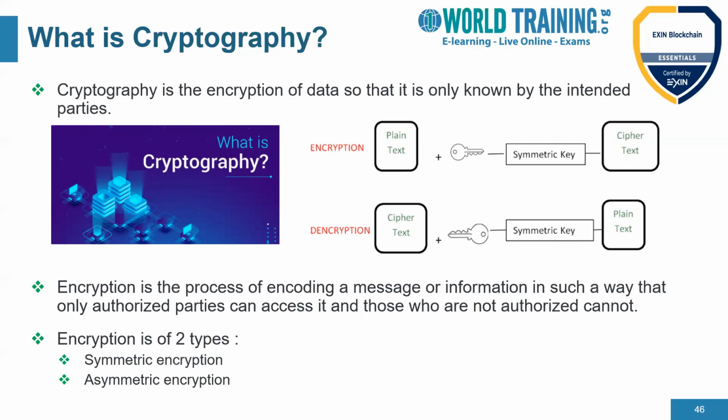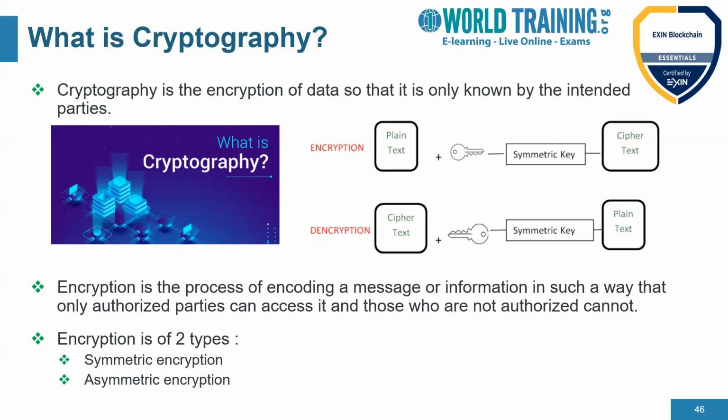How you do it is there is a plain text, and then you use the cryptographic keys, and those keys can be a symmetric key or an asymmetric key. Once the plain text passes through the key, a cipher text comes out. And for decryption, once the cipher text is combined with the key again, it results in the plain text.